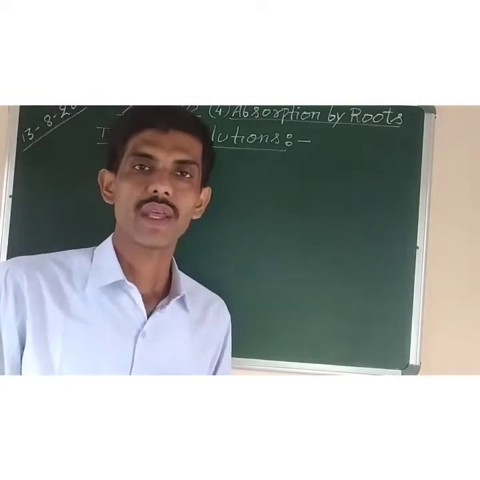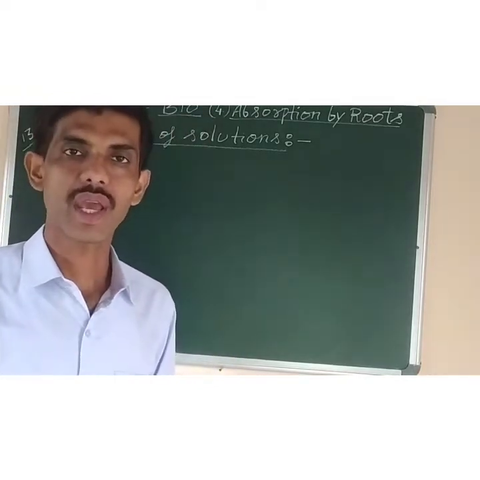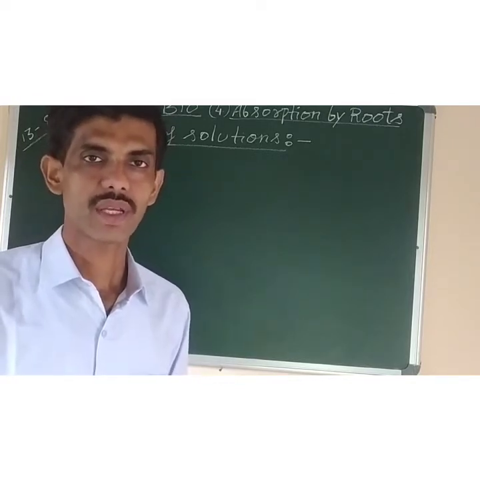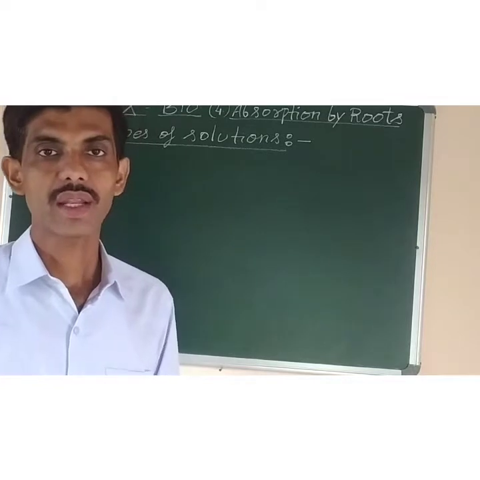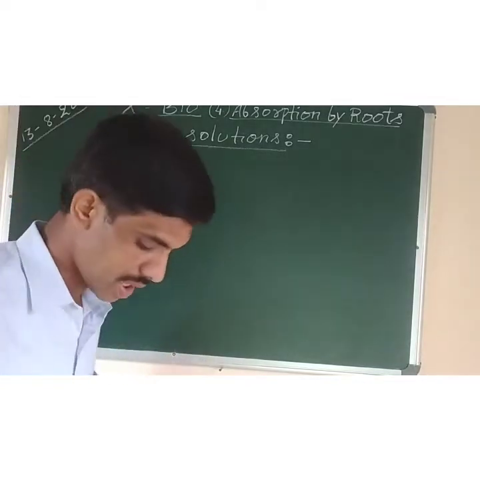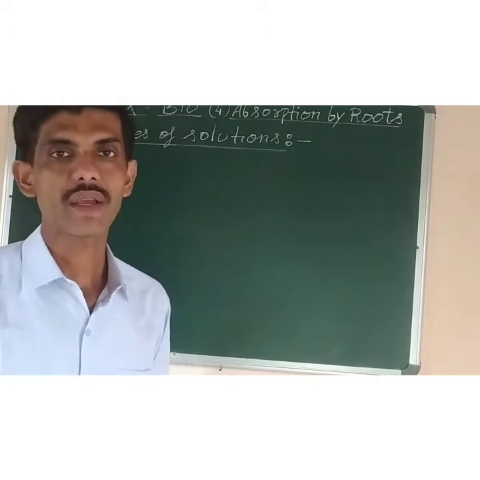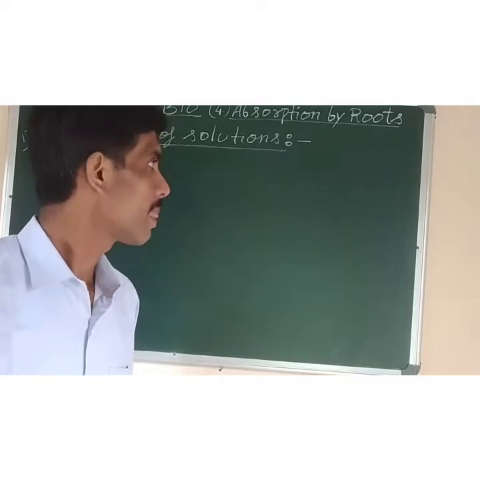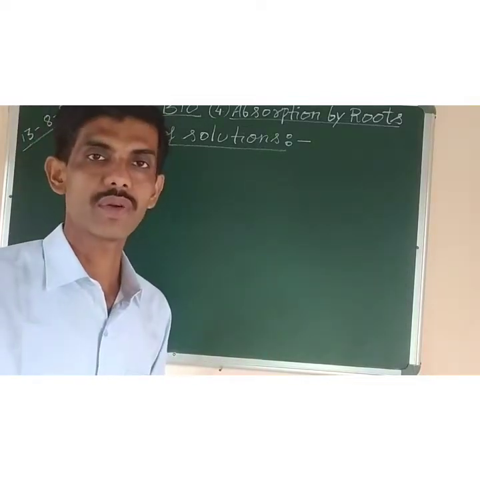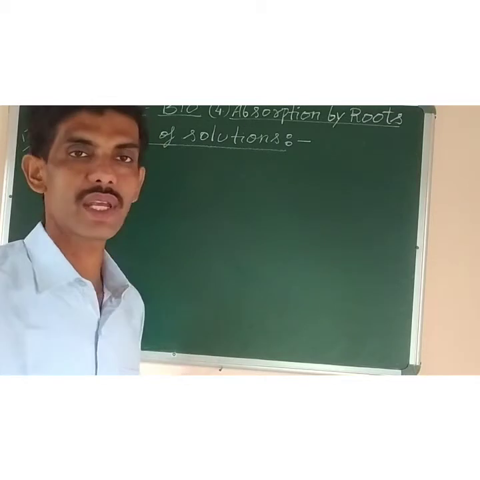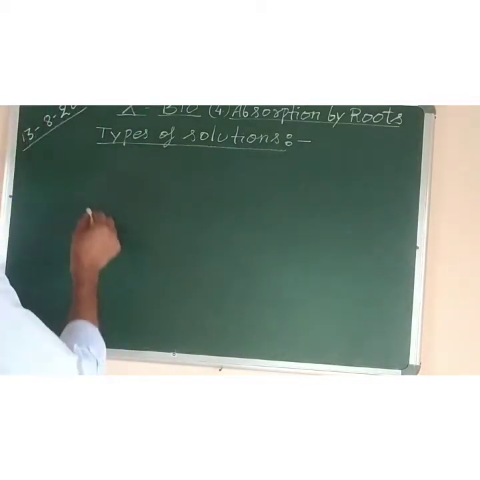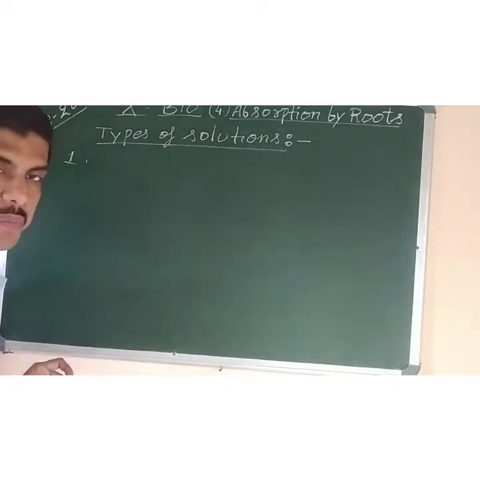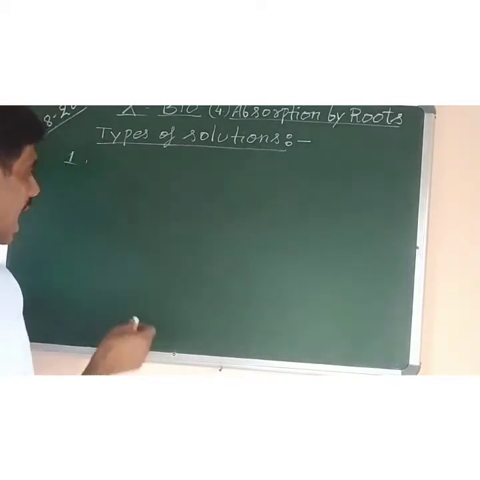You are already aware that a solution is a mixture of solute and solvent. Solute is the substance which dissolves, like sugar is the solute, and the substance in which a solute dissolves is known as solvent. Like water is the solvent in which most substances will dissolve. Now, according to the nature of solute, three different types of solutions are there. What are they? Number one is called hypotonic solution, number two hypertonic solution, and third one is isotonic solution.